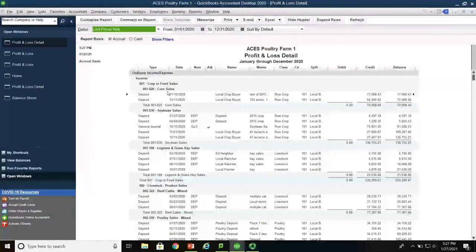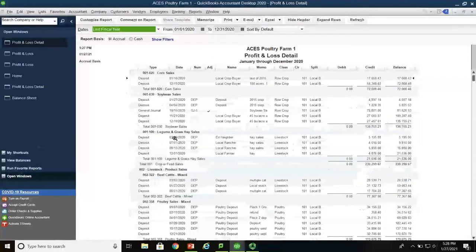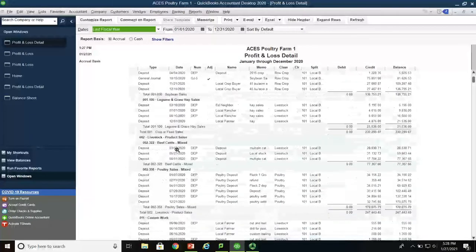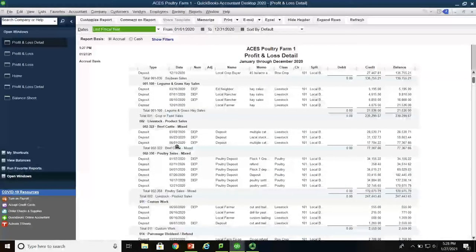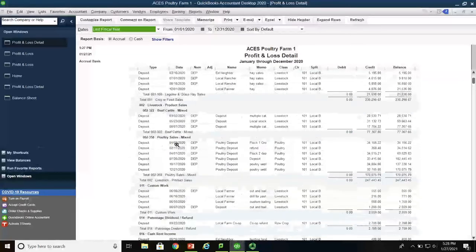We have two entries for corn sales. We have 5 entries for soybean sales. We have 4 entries for lagoon and grass hay sales. We have 3 entries for beef cattle mix sales. And in return to something we just discussed, we have 5 flocks for poultry sales.